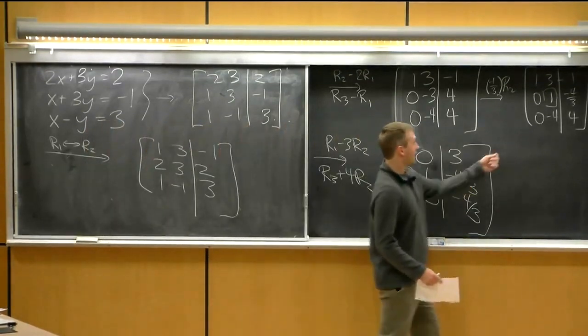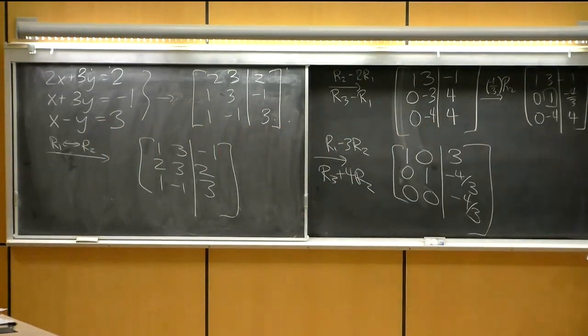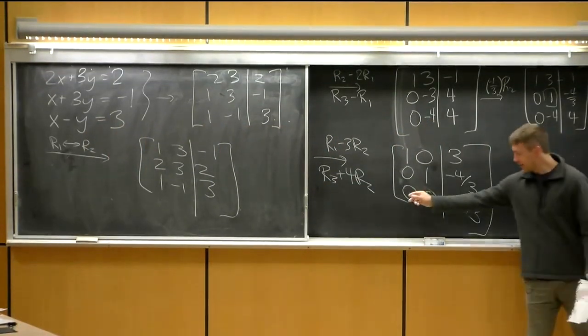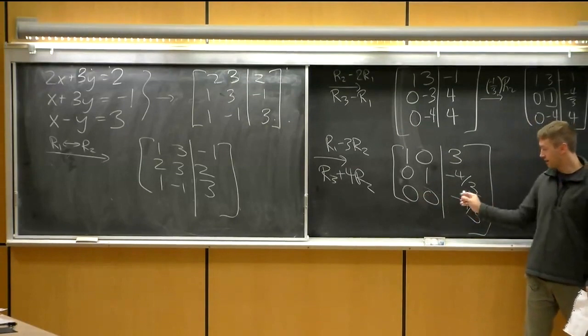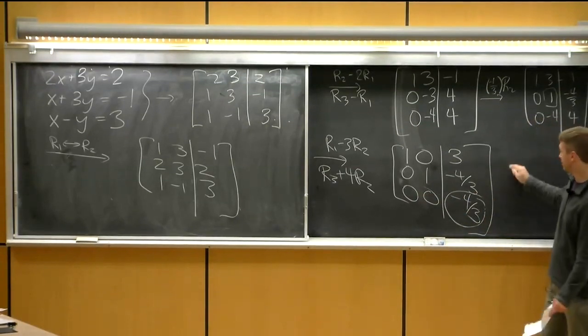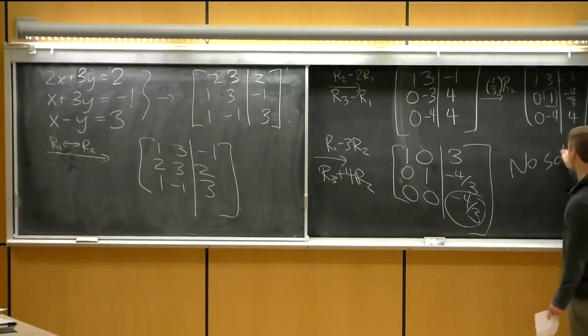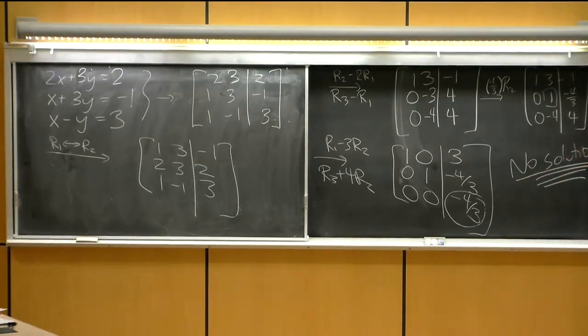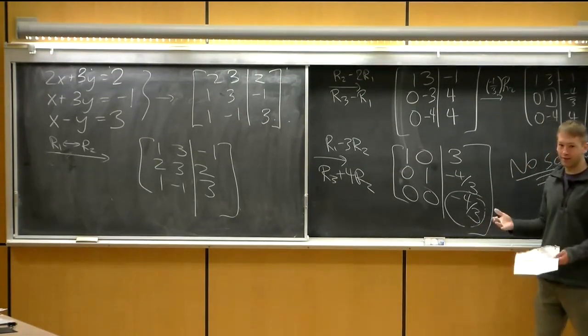I'll tell you that. And that's relevant here, because if I've got 0, 0 here, and this one's not a 0, no solution, right? Because this is saying 0 equals negative 4 over 3. That can't happen, right?